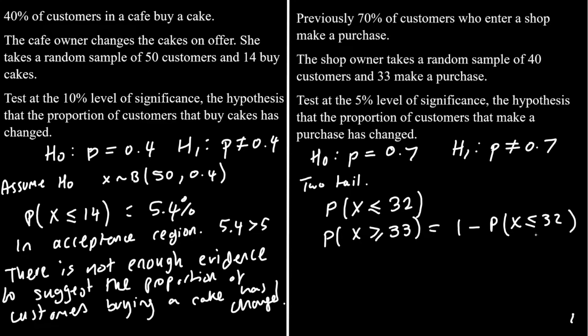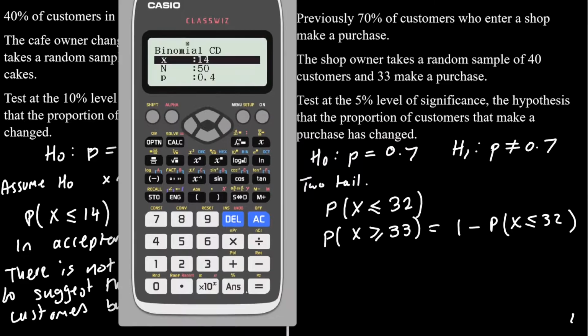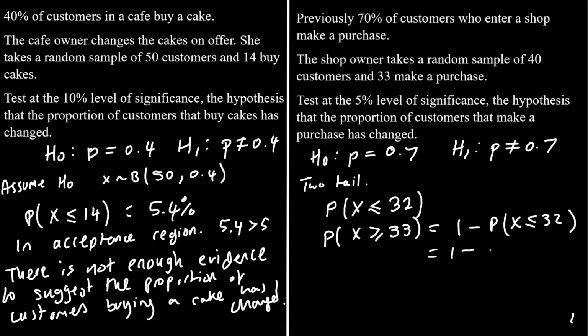So we're going to put 32 in and find the probability. So x is 32, n is 40, and the probability is 0.7. So we've got a 94.5% chance. 1 minus 94.5% is 5.5%. There is not enough evidence. We're looking for 2.5%. So 5.5% is greater than 2.5%.